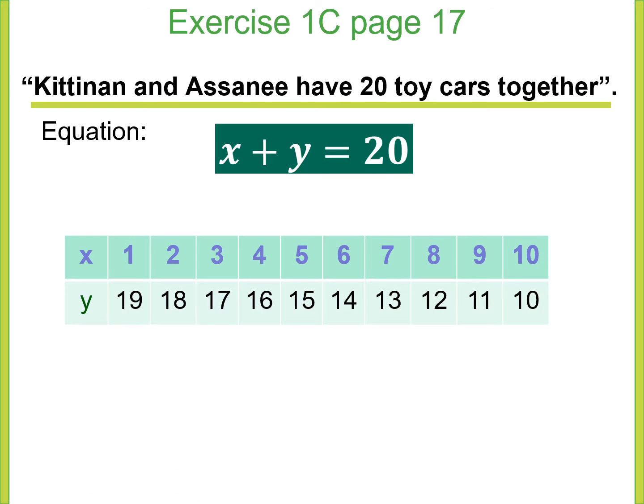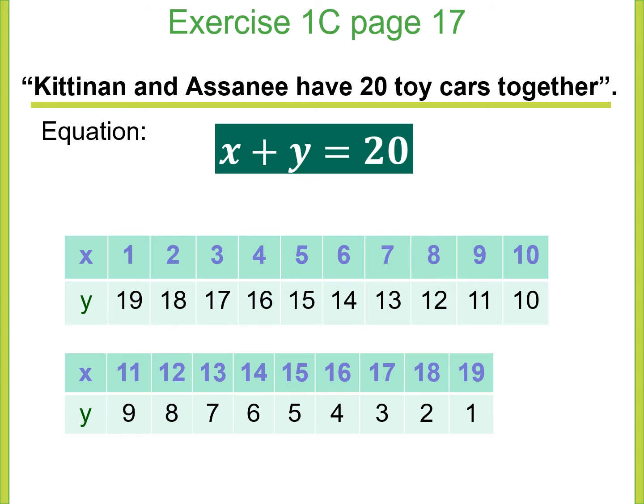From here, we shall have our table of values. If x is equal to 1, y is equal to 19, and so on and so forth until x is equal to 19, y is equal to 1. When you add 1 plus 19, it is equal to 20. 2 plus 18 is equal to 20. So all the values of x plus y, when you add them, are equal to 20.